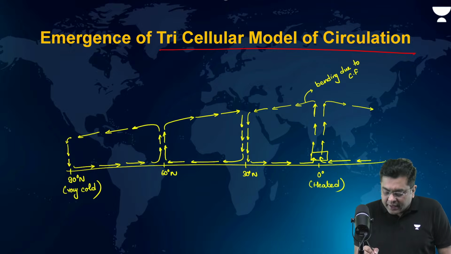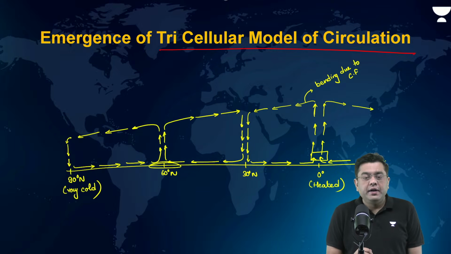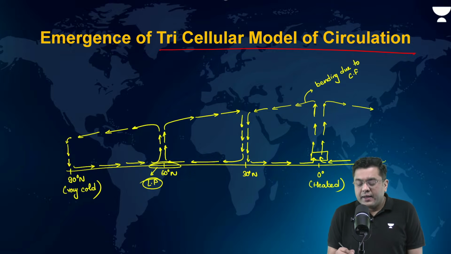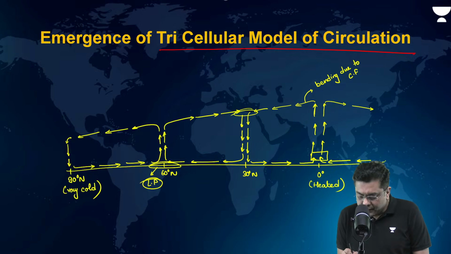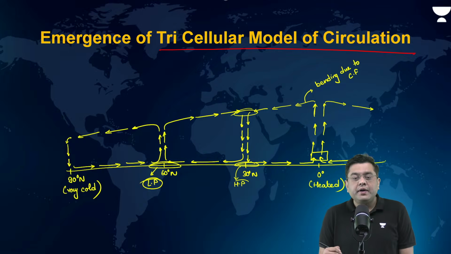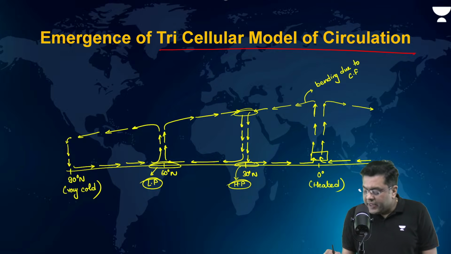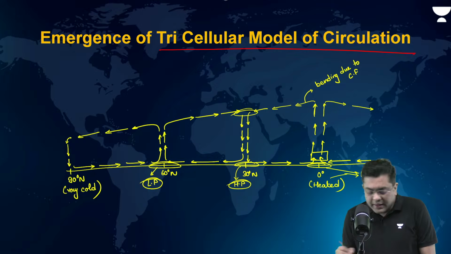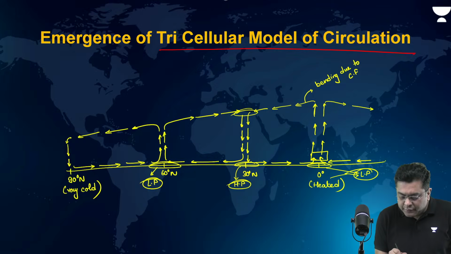Now, convergence on the ground creates a condition of low pressure. Convergence in the upper atmosphere pushes the air downwards. Sinking air, high pressure. Isn't it? Here also you have rising air, but this is because of heating, low pressure. Here you have sinking air, but it is because of cooling, high pressure.